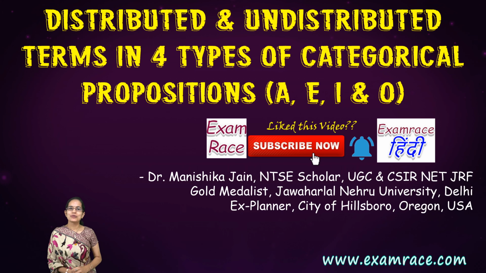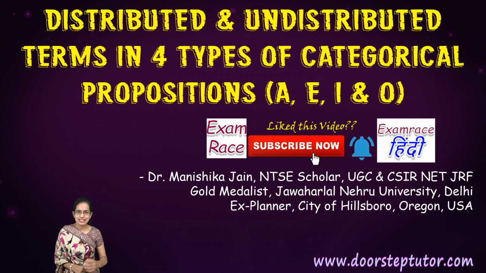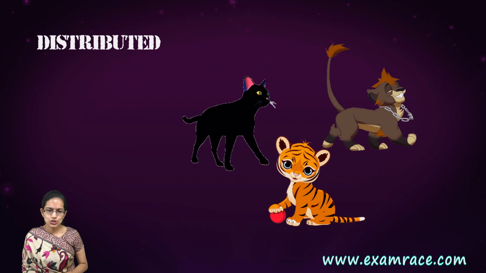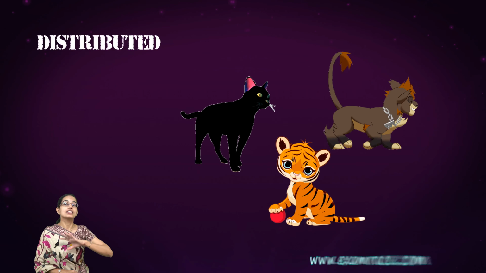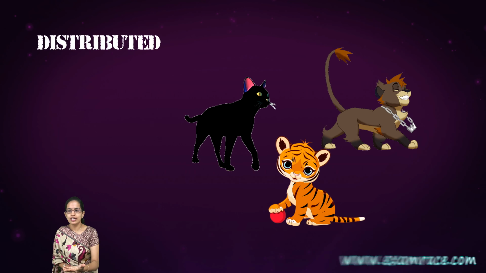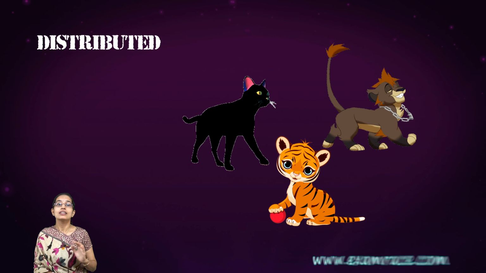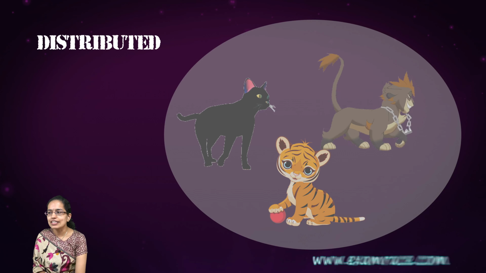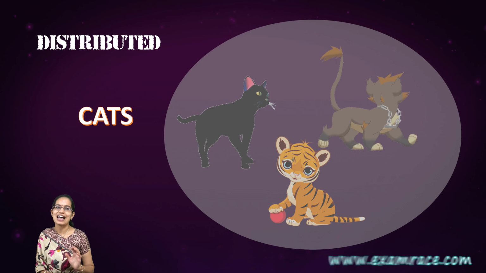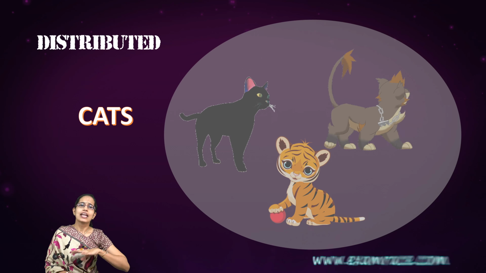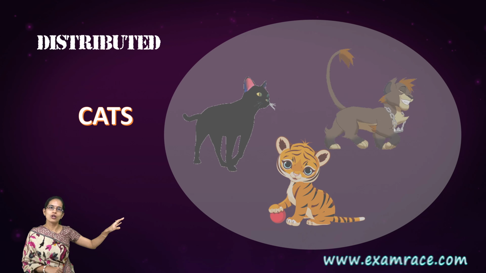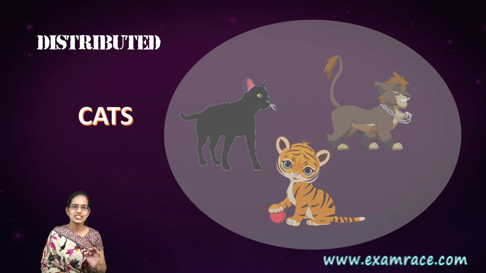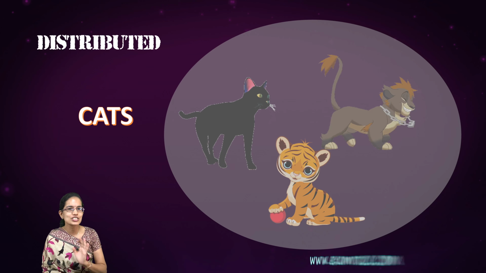Let's talk about the distributed and the undistributed terms in categorical syllogism. Now, what does it actually mean? Simply put, when I say distributed, I am trying to explain the reference to the whole. So here we have three different kinds of cats, but I do not name a specific cat. I simply say cats, and that gives a reference to all of those, and this is distributed. That means any cat, whether it is short, tall, long, thin, fat, all of those cats would be part of this group, which is cat, and this is a distributed term.